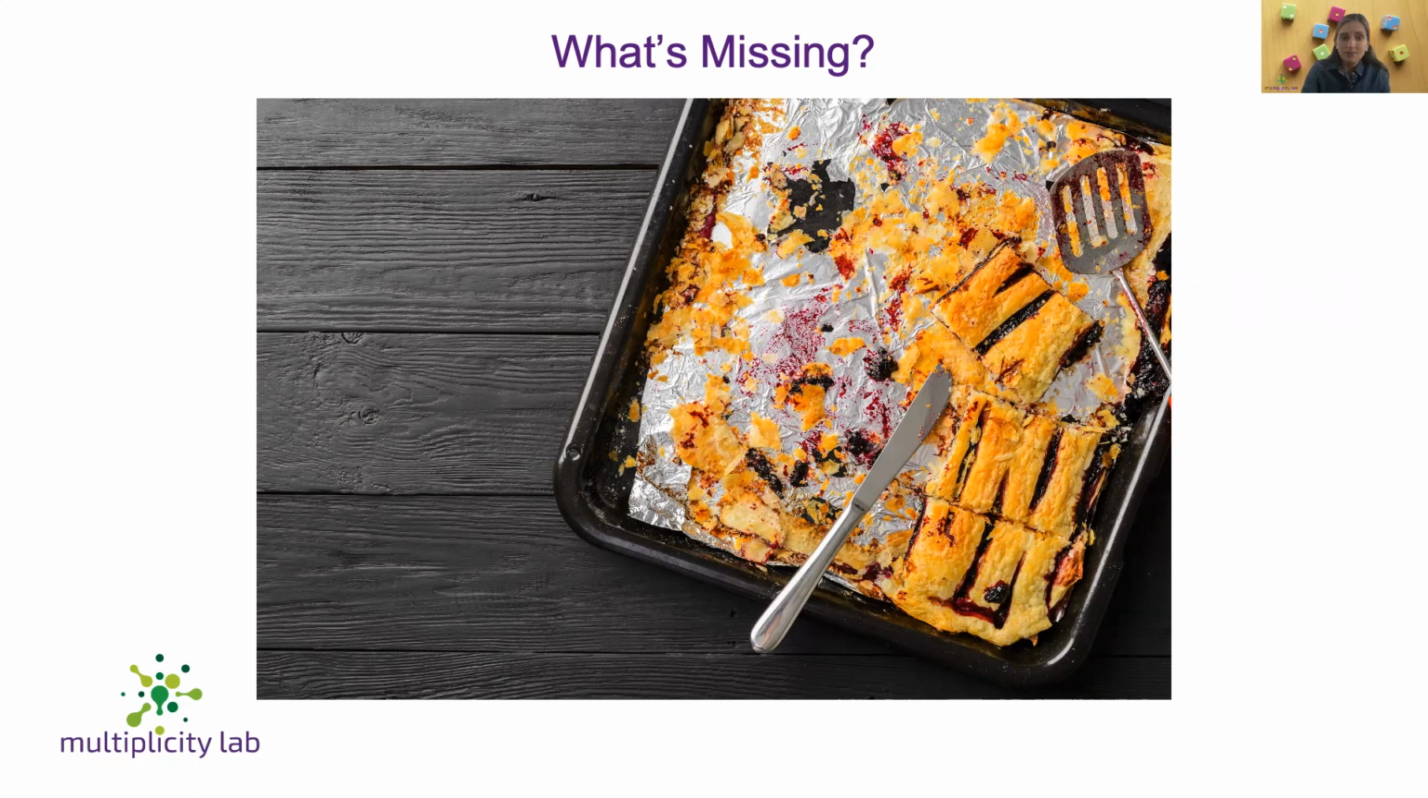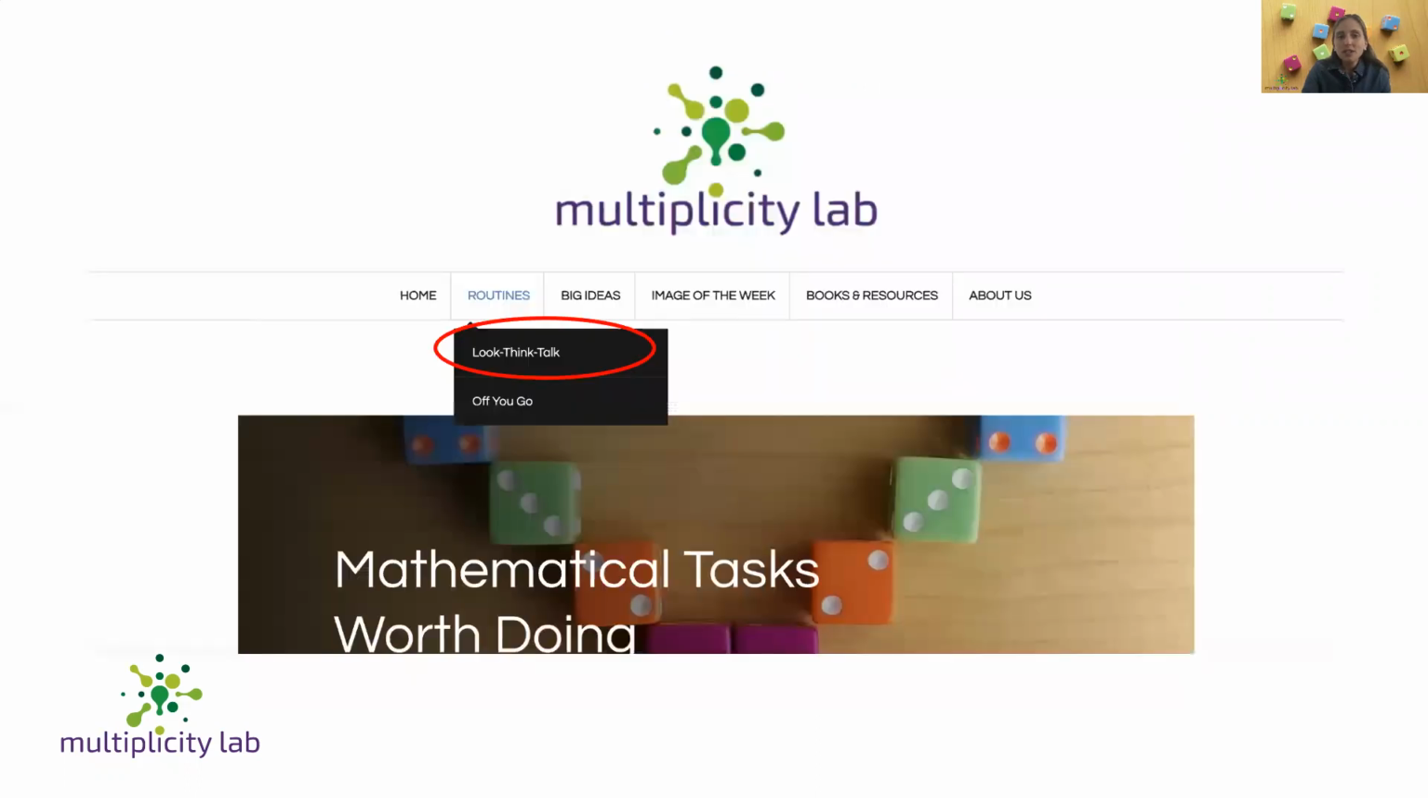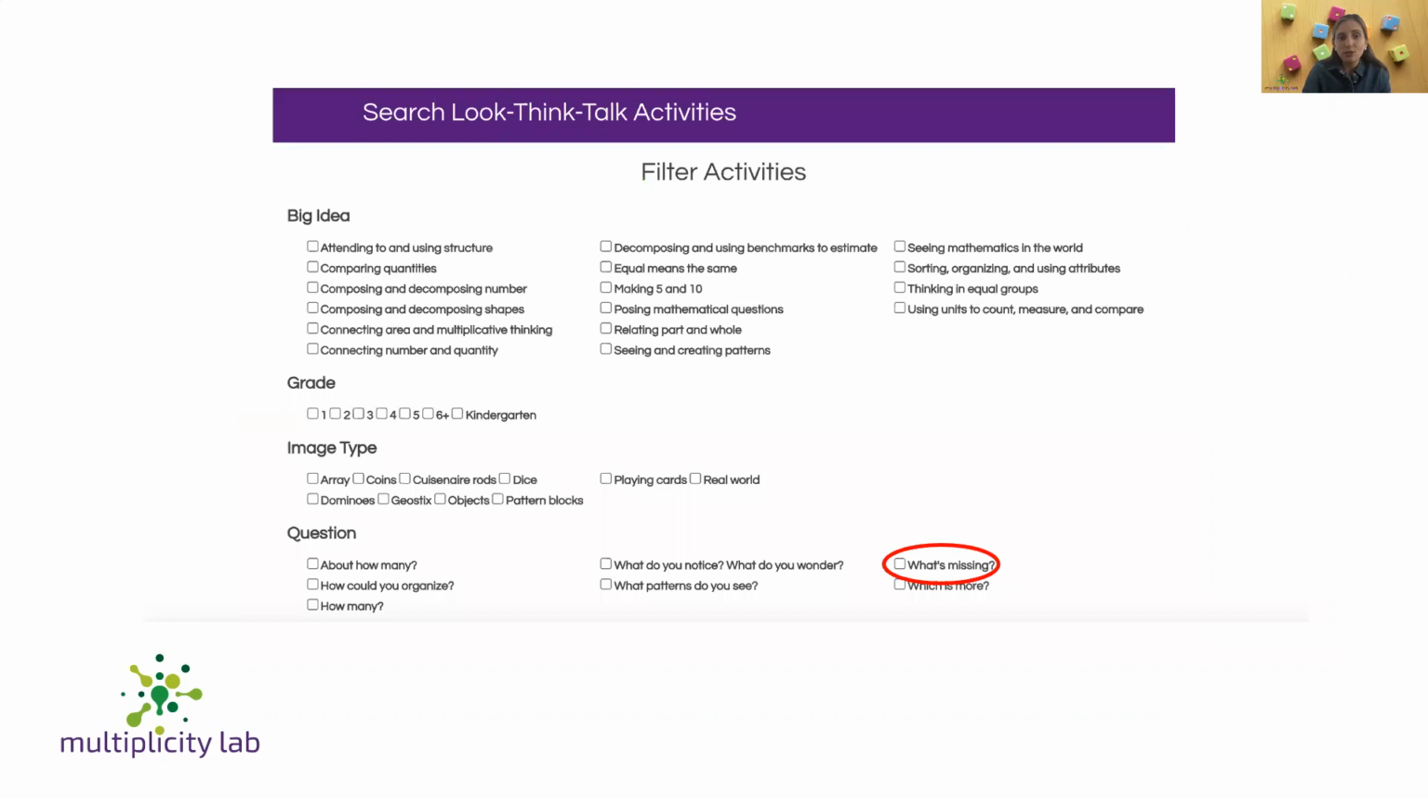Students might interpret the question differently, or you might pose the question intentionally to provoke thinking about either whole numbers or fractions. We have dozens of what's missing activities at Multiplicity Lab. To find these, begin looking at the Look, Think, Talk tab. You can use our filter to select the question, what's missing. And if you'd like to narrow your search, you can select a grade level or material, like pattern blocks, arrays, or real-world images to match your goals.